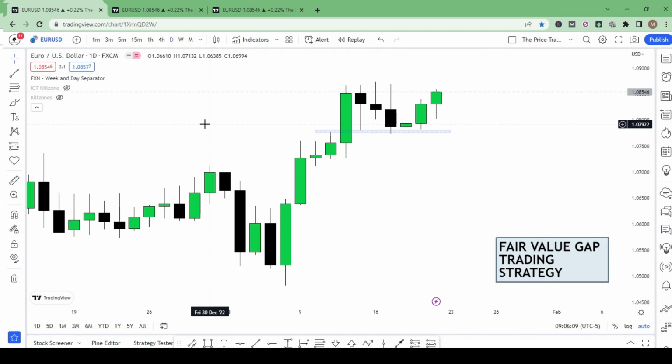So today we are going to be looking at a fair value gap trading strategy. Actually, this strategy I've developed over a proven system that I've done a couple of times. And this methodology is in my course.